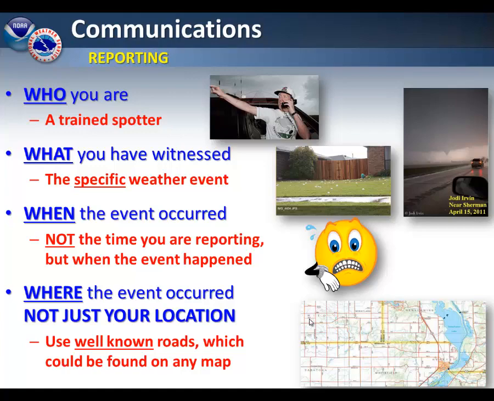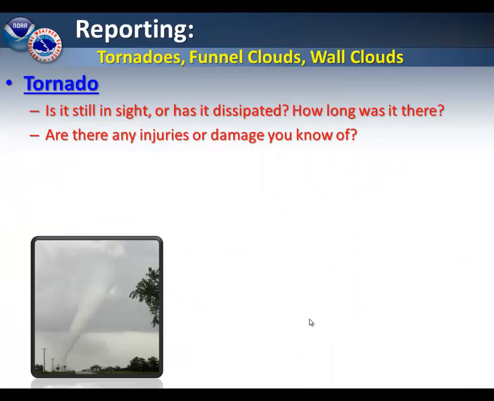Items such as tornadoes could be off in the distance. Be sure to let them know what direction it is from where you are located. Be sure to use well-known roads that can be found on any map. If you're reporting a tornado, be sure to let them know, is it still in sight or has it dissipated? How long was it there? And are there any injuries or damage?